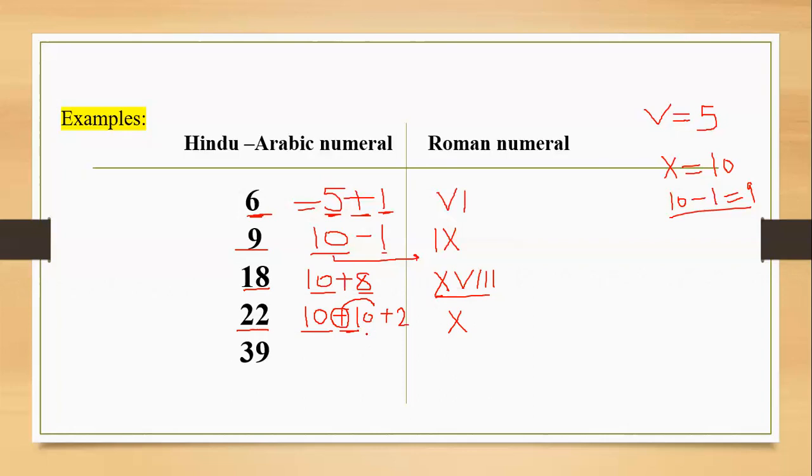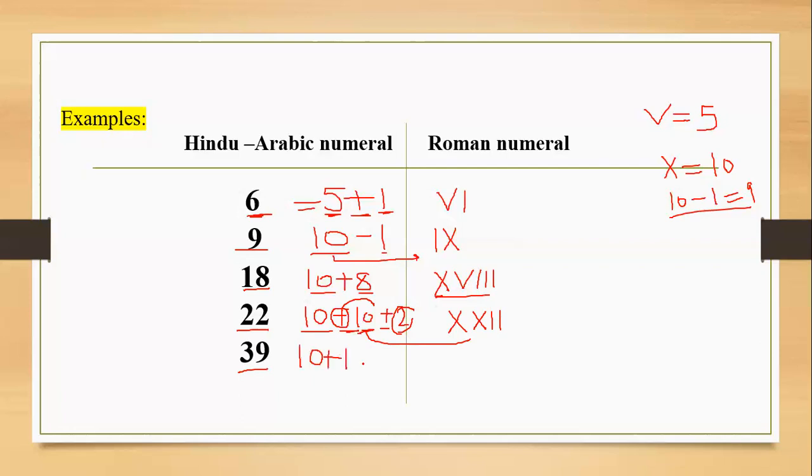And next is also 10, so we write it on the right side, one more X. And then again we are adding, so again we write on the right side of the symbol X. And we now have to represent 2. And 2 we can represent with 2 I's. And it is 22.